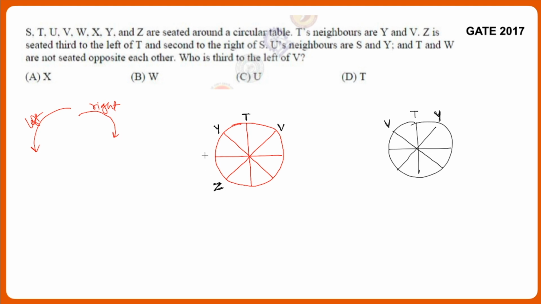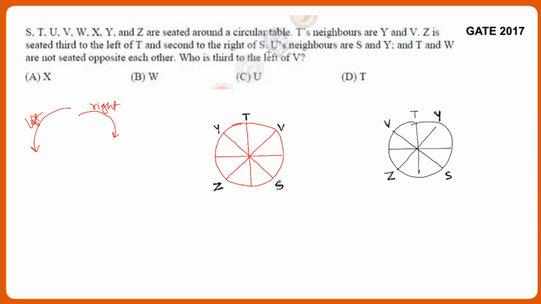If you have S here, so for S it should be clockwise. Second to the right means S should be here. Right means you are going in the clockwise. So for S it should be 1 and 2. Second to the S. Okay. So Z and S are now sitting here. Now according to this arrangement, it will be like Z will come here and again S will come here itself.